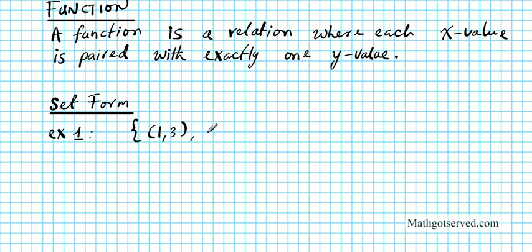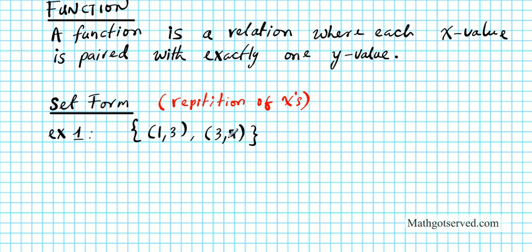and 3 comma 7. Now when you're dealing with set form, this is what you watch out for: repetition of x's. Whenever you see repetition in the x's, you know automatically that it is not a function. So in dealing with set form, if you notice any repetition in the x's, it's not a function.